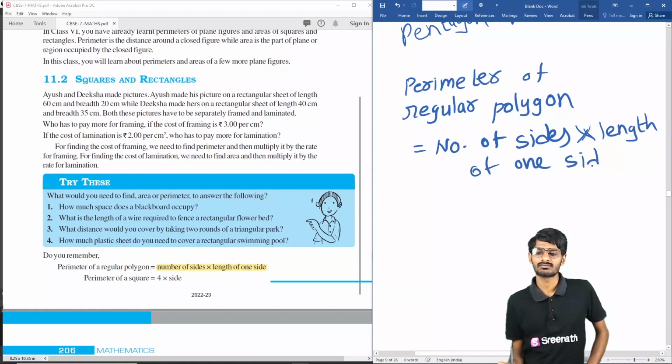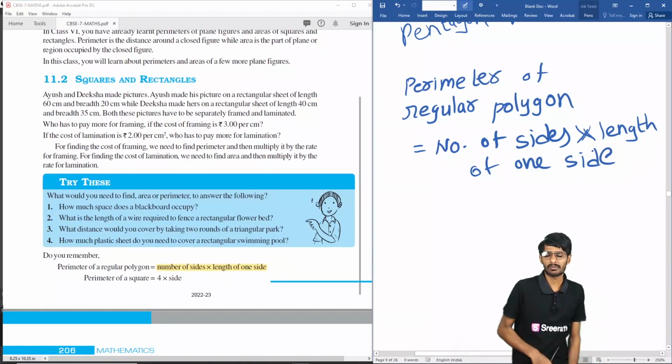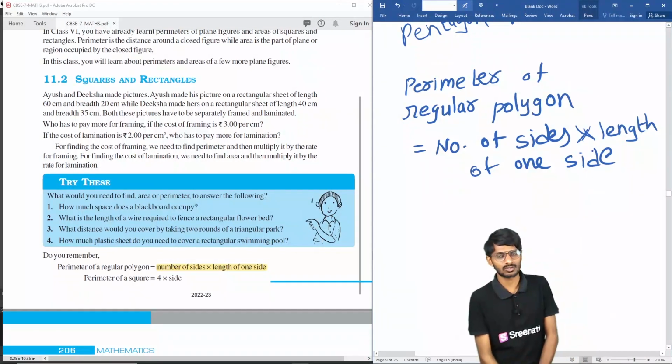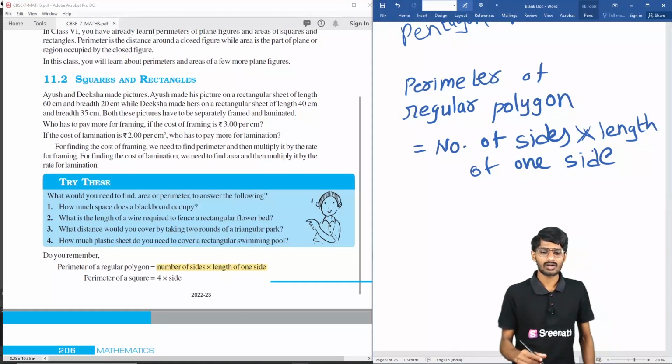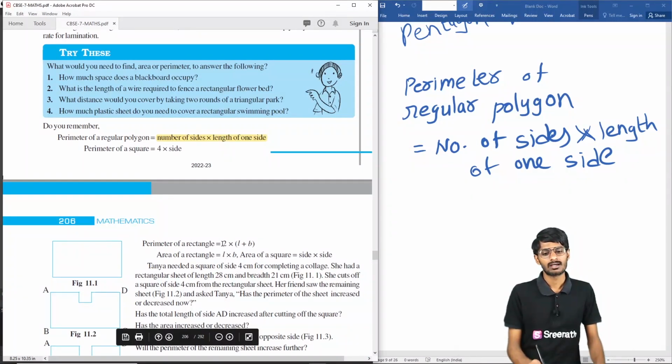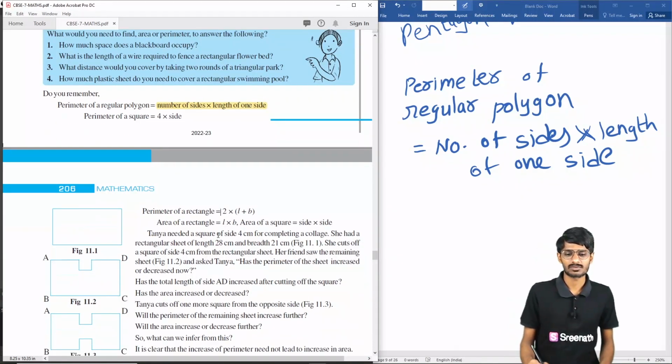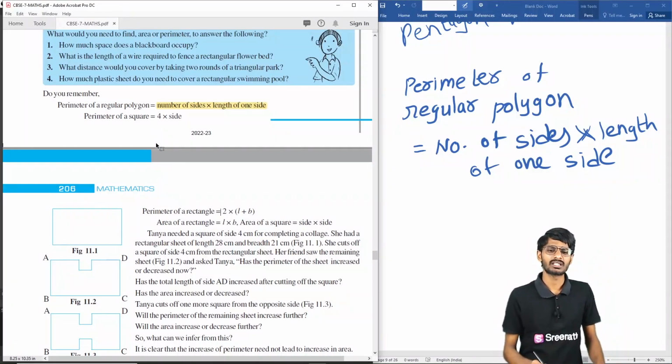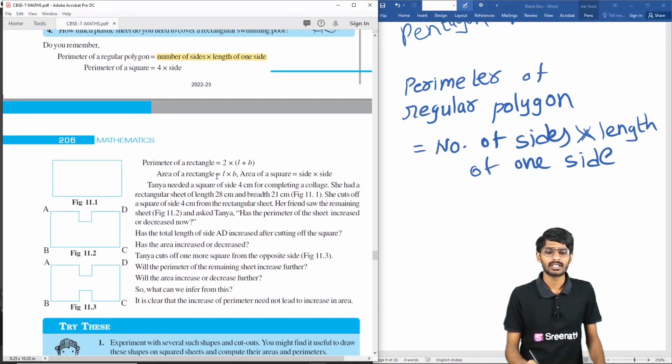Length of one side. We just need one side length. Why? Because all sides have the same length, no? For the square the perimeter is 4 into side, and for the rectangle it is 2 into (L plus B). So it is not a regular polygon. And the area of a rectangle is length into breadth. We have discussed previously that the area of the square is side into side, which we discussed in the previous class.